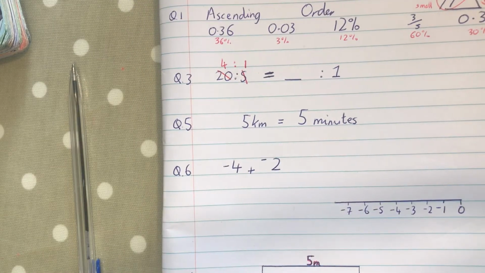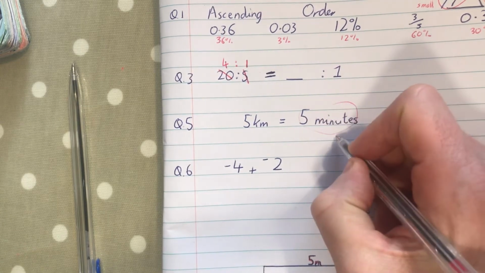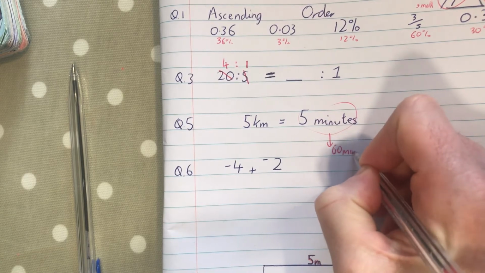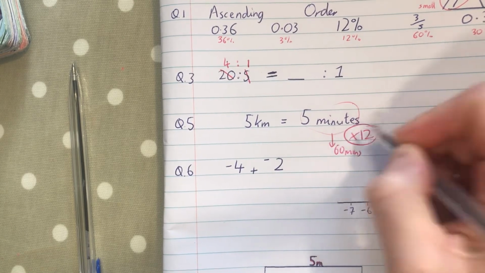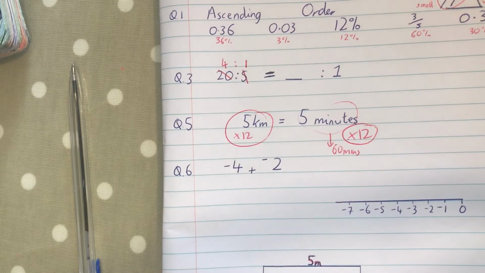So if a man or a car is going 5 kilometers in 5 minutes, what speed is it going? In other words, how far does it go in an hour? So we need to go from 5 minutes to 60 minutes, okay? So we multiply that by 12. So you must also multiply that by 12. Just multiply 5 by 12 and you'll get how many kilometers per hour it's going.